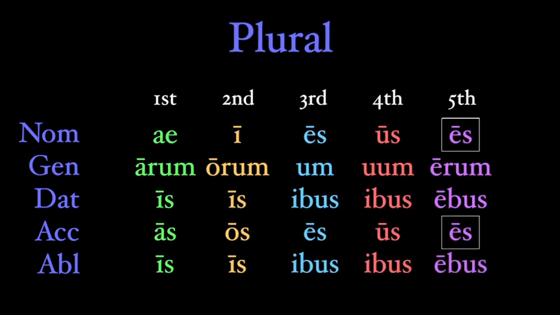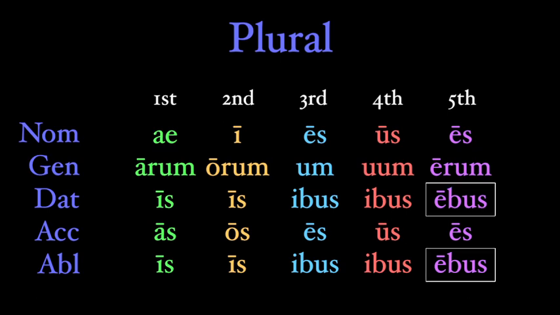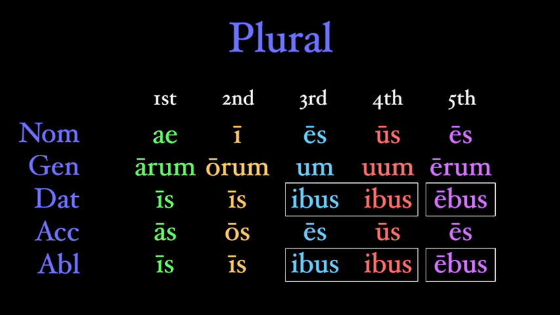In the plural, the nominative and accusative ending in es is just like the third declension. The genitive plural erum is like the first and second endings of arum and orum, and the ebus for the dative plural is like the ibus for thirds and fourths.